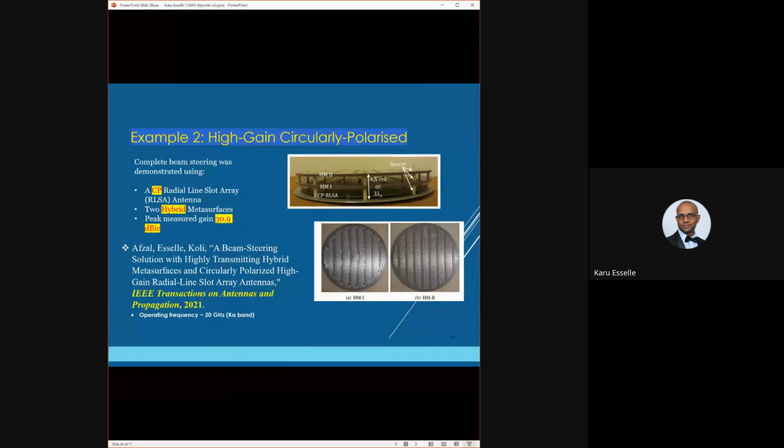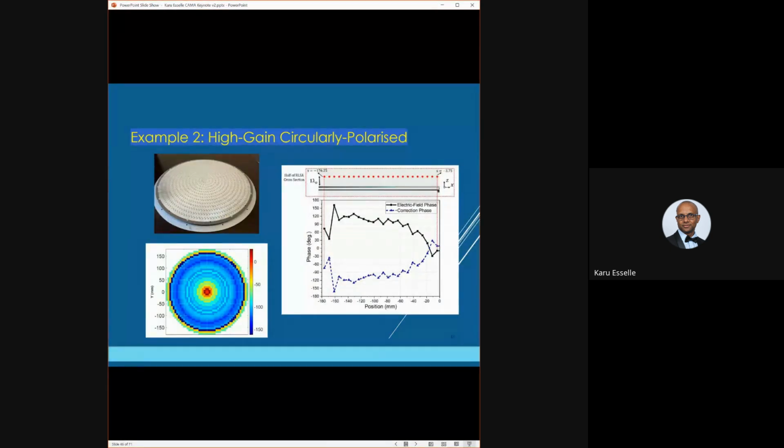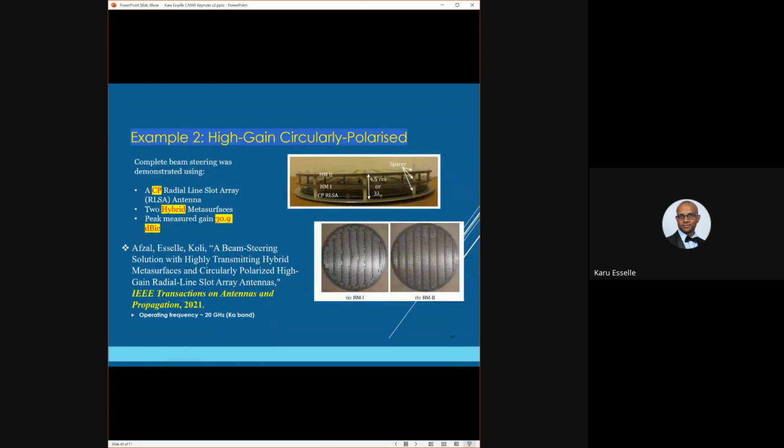This is a later one, the circularly polarized one. Now the base antenna of this I already mentioned. You already saw this radial line slot array. And then we added those additional new metasurfaces.